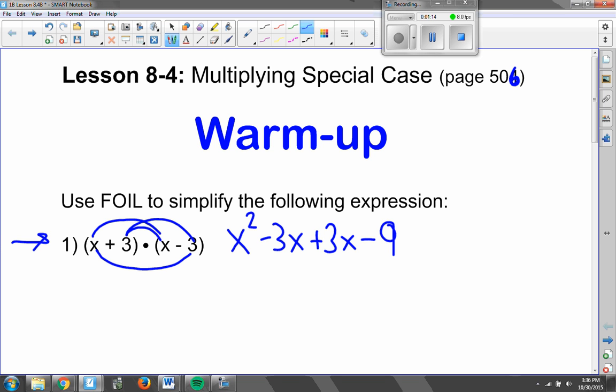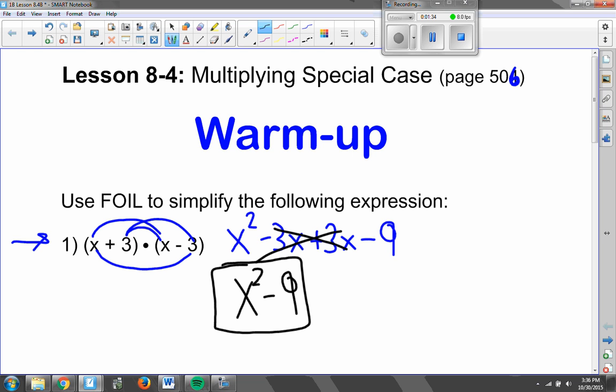Now, the only thing I can really do here is combine those like terms in the middle. But -3x's plus 3x's means I got none left. 0x's. So this really is just x squared minus 9. The x's are gone in the middle. My final answer is here, x squared minus 9.